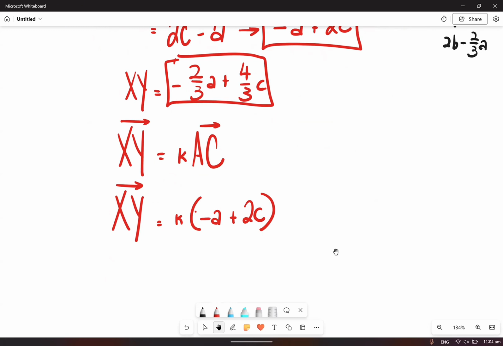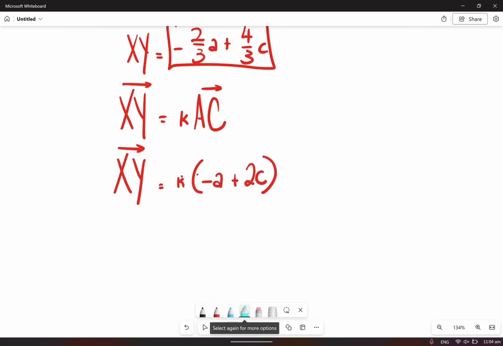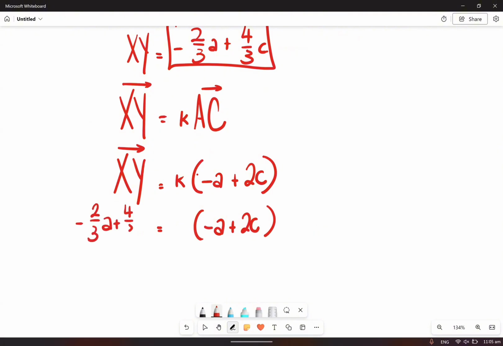All right, from here itself, when I divide, I will do 4 over 3 divided by 2, and I'll get 2 over 3. Do you understand or don't understand? So my scalar in this situation has to be 2 over 3. So I will write down k over here. Then I ask myself, what's k? What's this part over here? This part is minus a plus 2c, and this one is negative 2 over 3a plus 4 over 3c. True or not? So what is missing over here has to be 2/3.